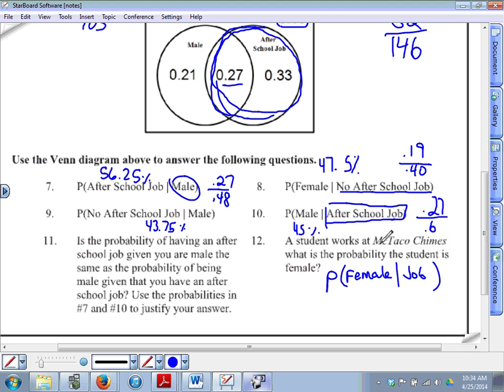So, how many people have an after-school job? We just did that one in question 10. How many people have an after-school job? 0.6 or 60%.